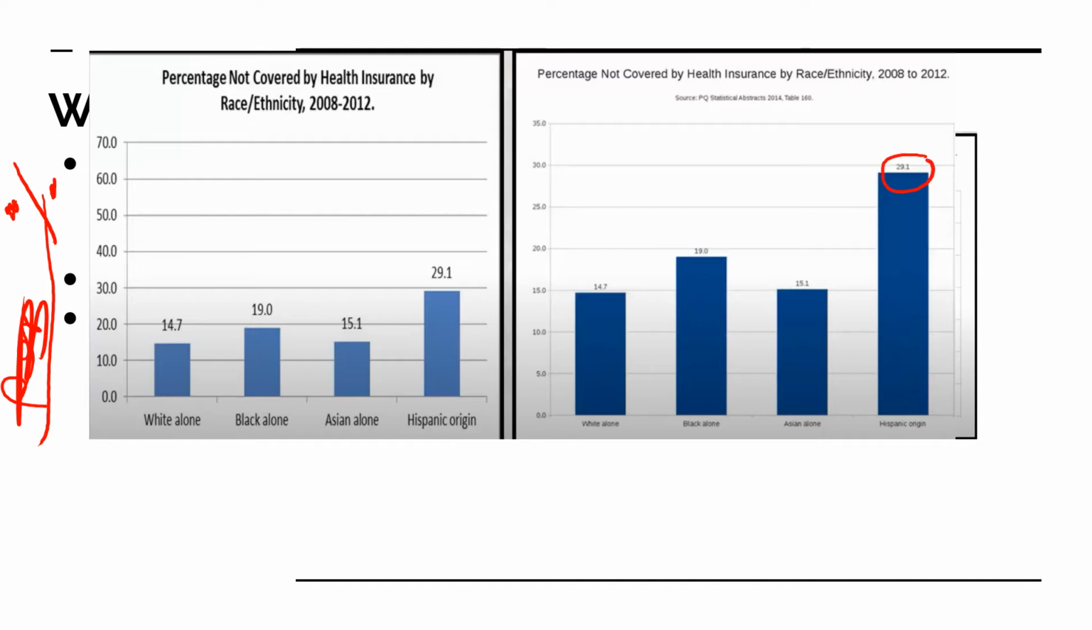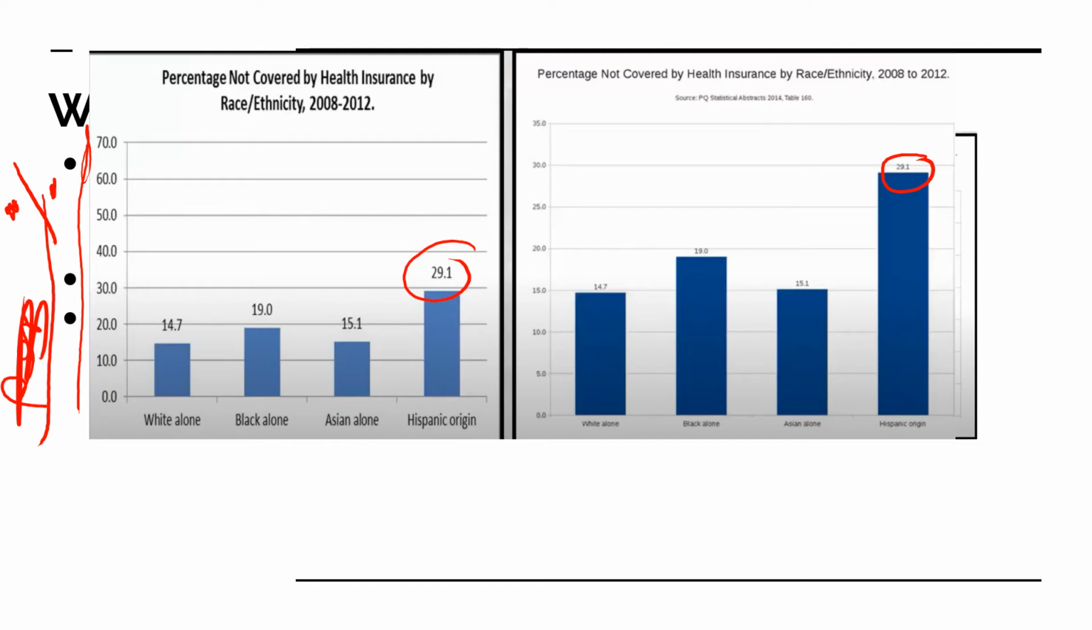Look, 29.1% here, 29.1% here. The only difference is this is on a huge scale. So we showed 70% as the highest up here, whereas over here it was 35 originally.